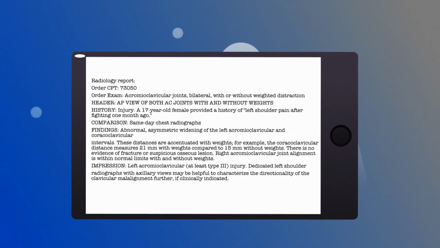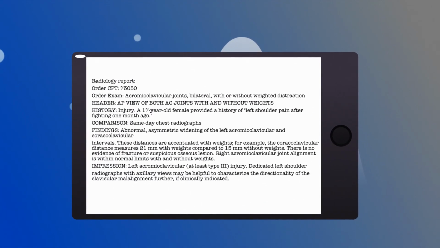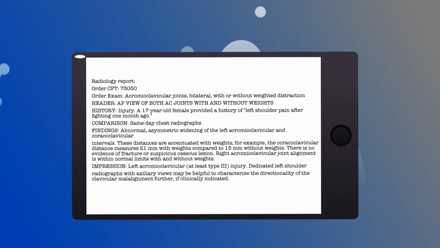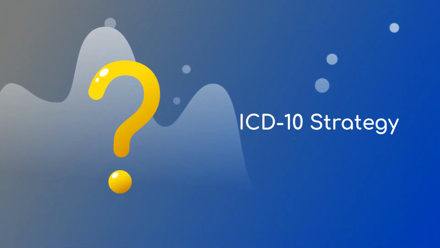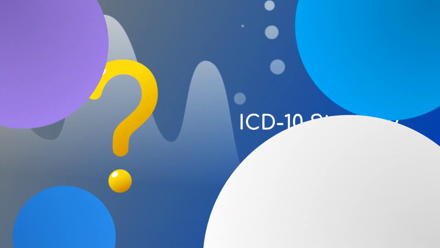Let's look at what was performed. Bilateral AP views without weights. Bilateral AP views with weights. This results in 4 total views, including both non-weighted and weighted imaging. However, view count is not the determining factor here. CPT code 73050 is selected anytime both AC joints are imaged, whether only without weights, only with weights, or both, as in this case. Let's choose the appropriate diagnosis code based on the clinical history and imaging findings.